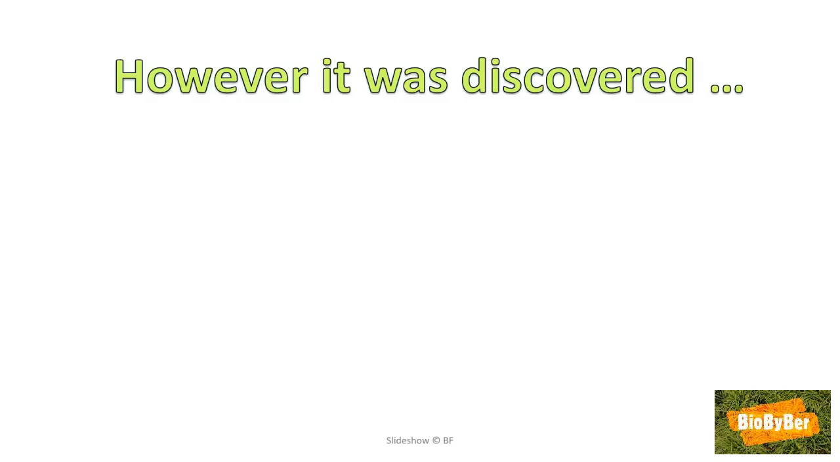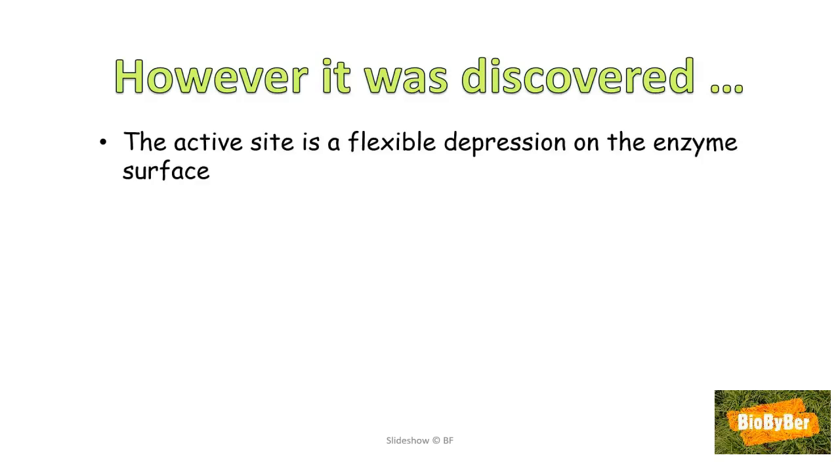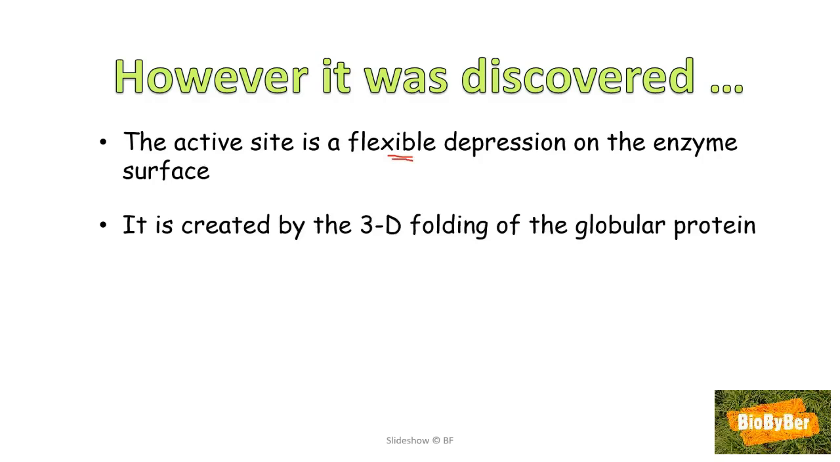However, it was discovered that the active site is a flexible depression on the enzyme surface. In other words, it's a hollow on the surface of an enzyme, and there's a certain flexibility attached to it. It is not a rigid shape. It's actually created because the enzyme is a globular protein with a three-dimensional or 3D shape. And this 3D folding of the globular protein gives a three-dimensional hollow, which is rather flexible on the surface of the enzyme.